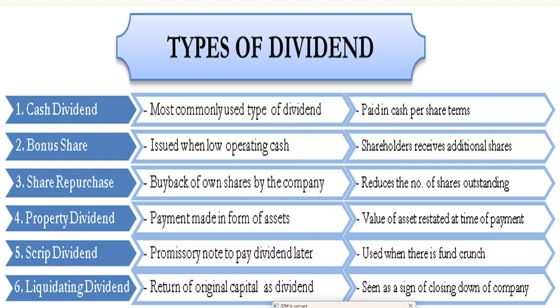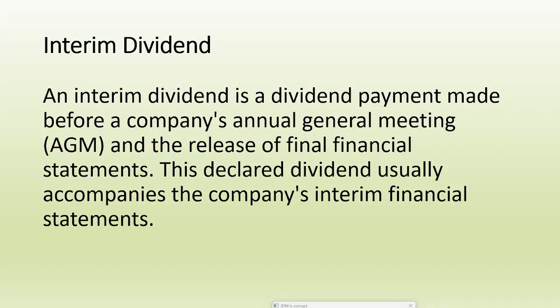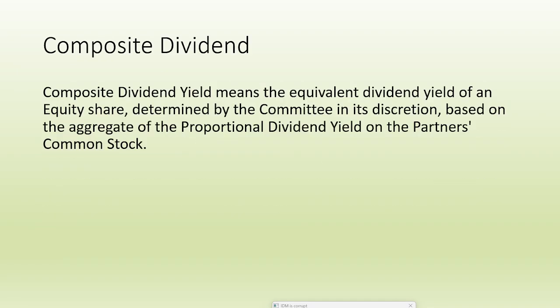Now let's understand one by one. Take a quick glance. Cash dividend is what? It's paid in cash per share. Then in case of bonus share, shareholders receive additional shares. Then share repurchase. In case of share repurchase, it reduces the number of shares outstanding. Whatever shares are outstanding, the company buys back its own shares. Then property dividend, here payment is made in the form of assets. Scrip dividend, here a promissory note is given, and liquidating dividend is the return of the original capital. This we have also discussed.